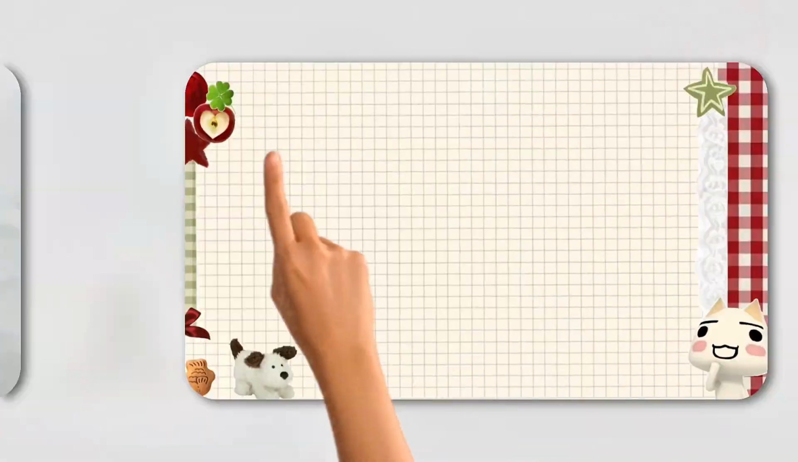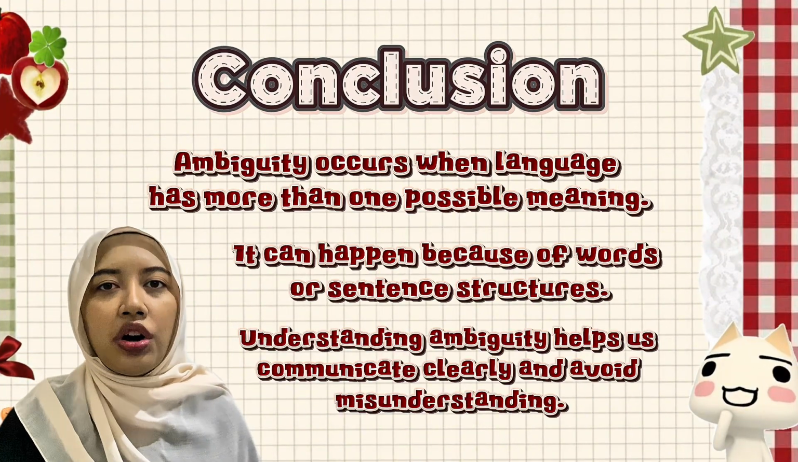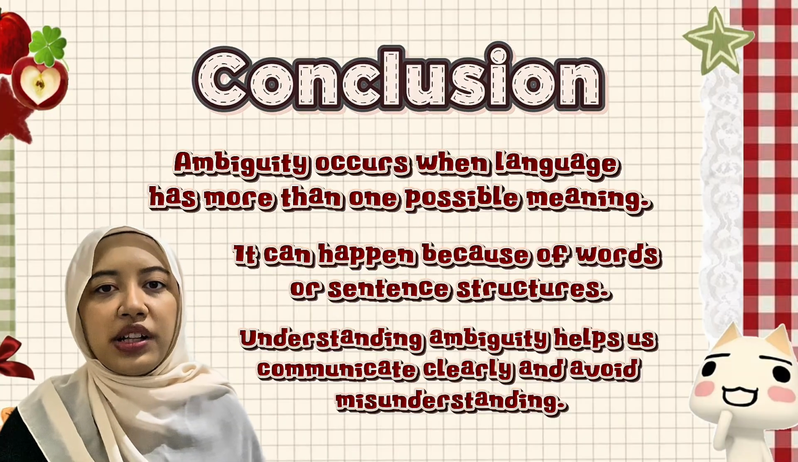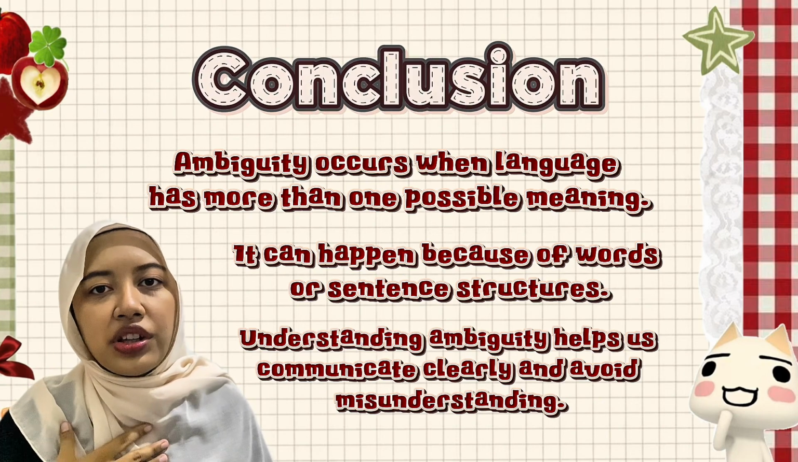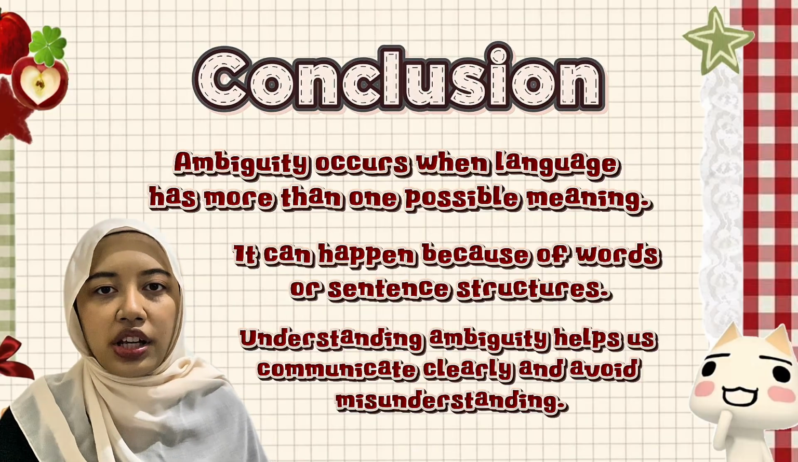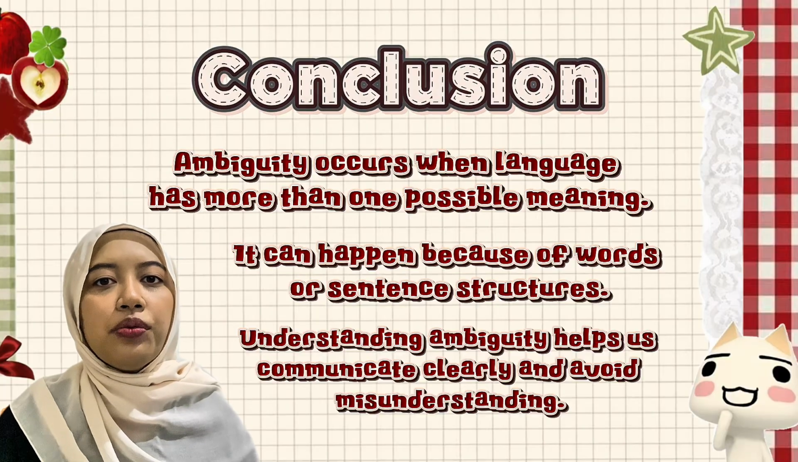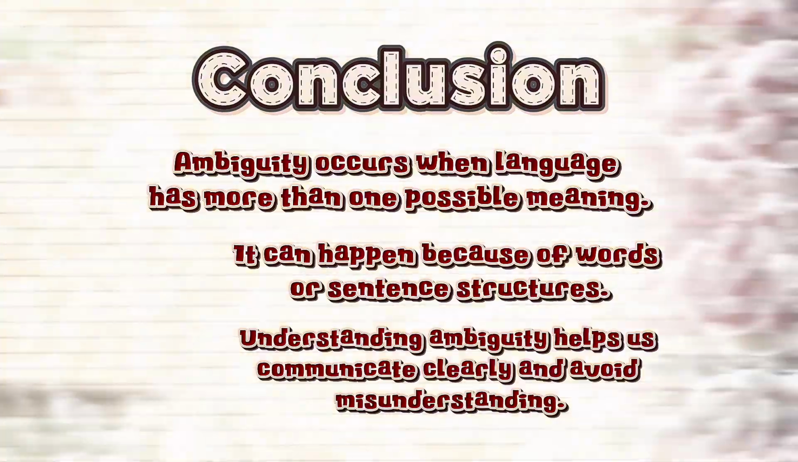In conclusion, ambiguity is a phenomenon in semantics where a word, phrase, or sentence has more than one possible meaning. There are two common types of ambiguity, which are lexical ambiguity and structural ambiguity. By learning ambiguity, we can understand how meaning works in language and improve our communication skills.